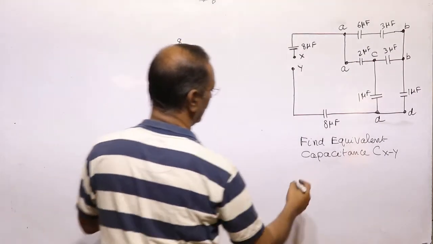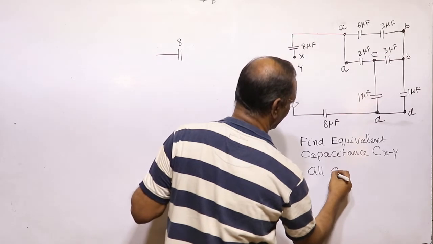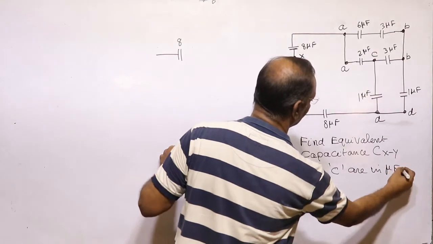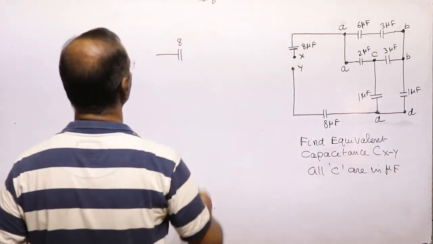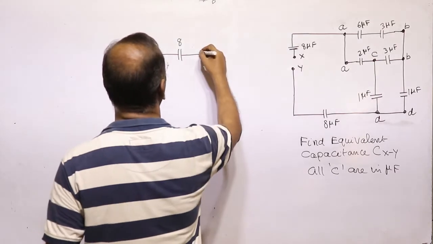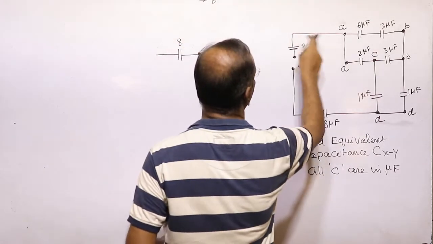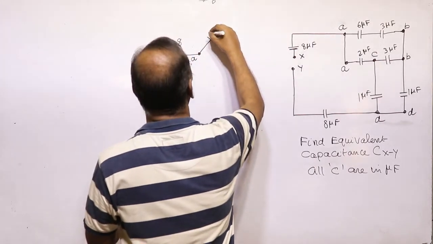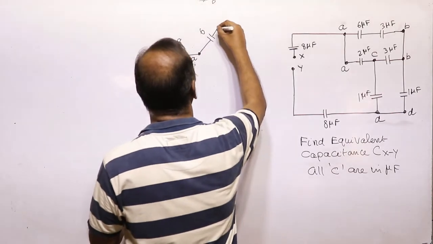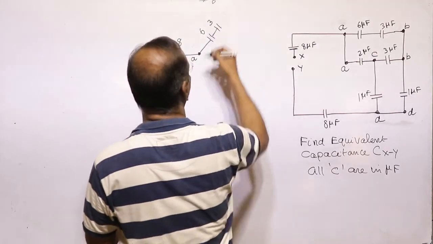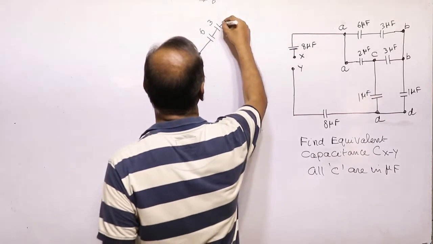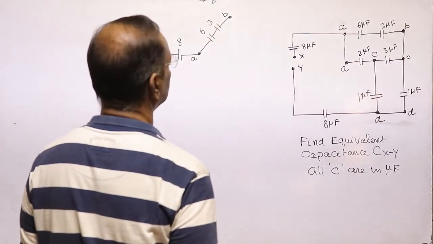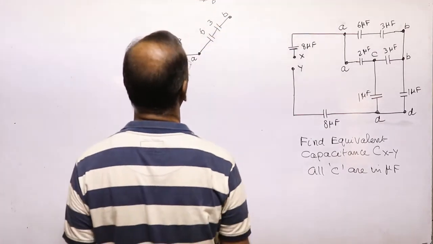All are in microfarad. 8, capacitance 8 microfarad. Then again followed by another 8. Then this is point A. From here, 6 microfarad followed by 3 microfarad. Then comes the point B.